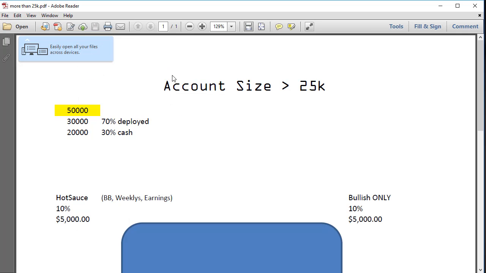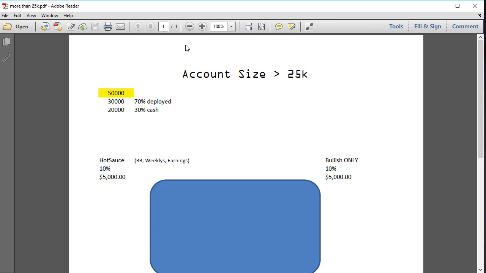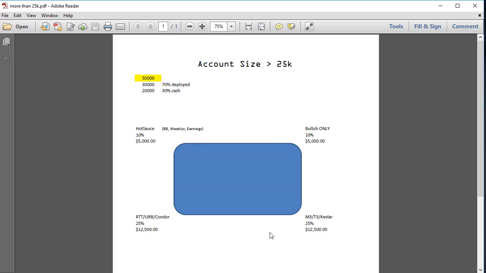All right. If you're over 25,000, well, then we're going to change that just a little bit, and we're going to say, okay, well, now what we're going to do is I'm going to be much more comfortable putting 70% of the account at risk, deploying margin, say on a $50,000 account.